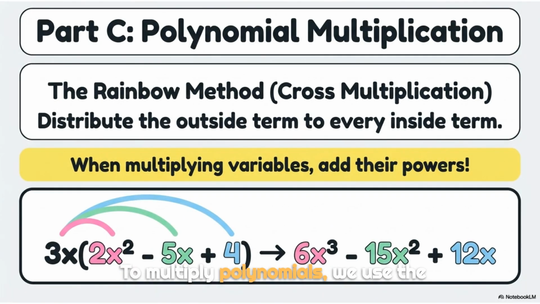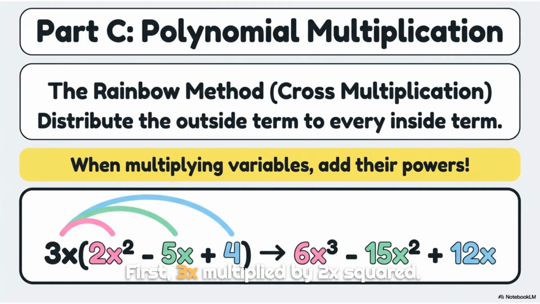To multiply polynomials, we use the distributive property, also known as the rainbow method. At the same time, remember the law of indices. When multiplying variables with the same base, we add their exponents. Let's solve this example. 3x multiplied by the bracket 2x² − 5x + 4. The first step is to multiply 3x with every term inside the bracket.